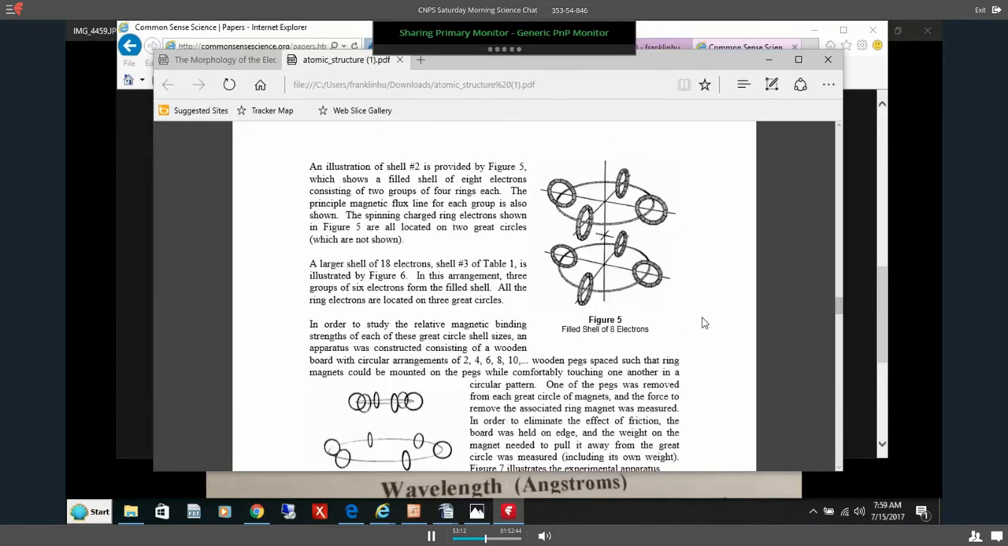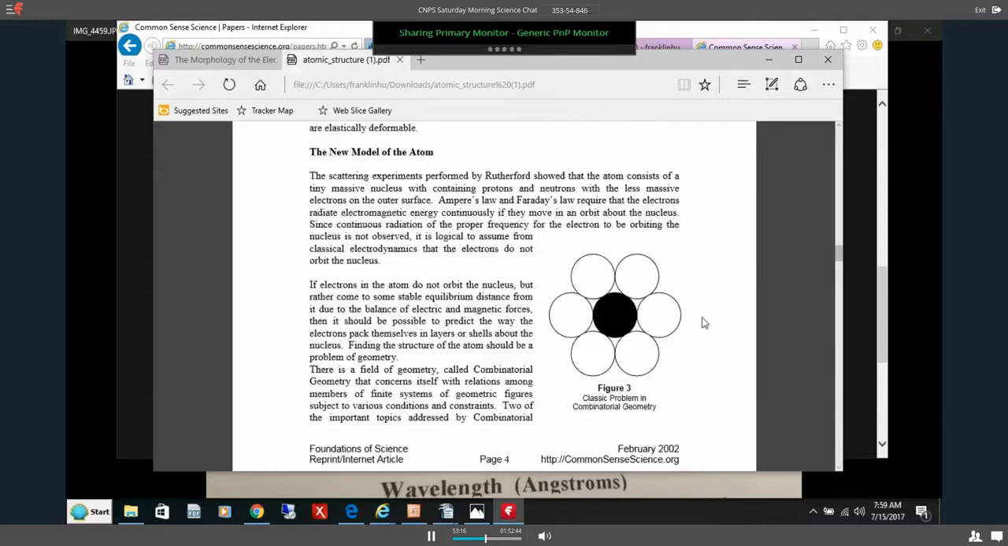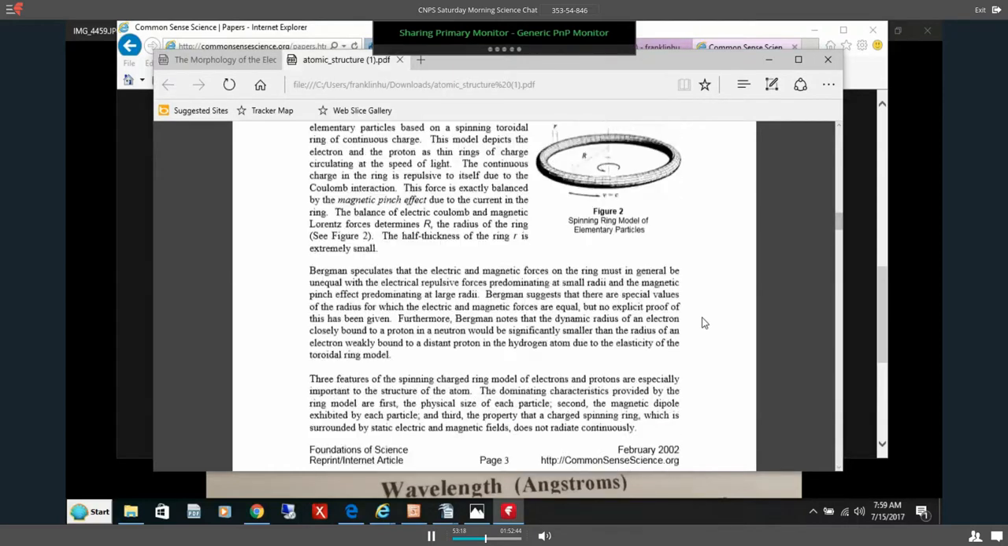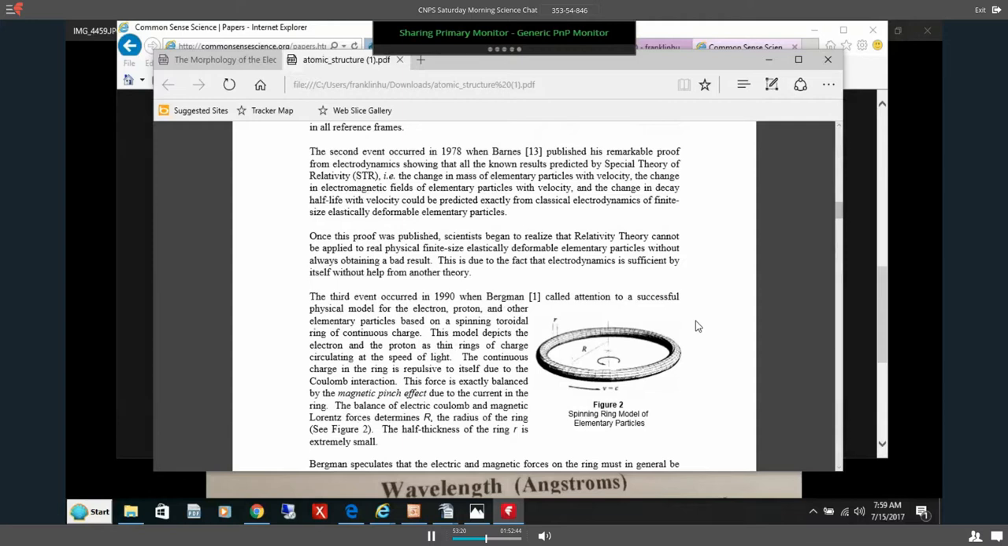The only other person I know who did that was Parsons at the Smithsonian in the 1916, 18 timeframe. But he didn't do it the way we did. He did it with current loops instead of ring magnets, but the same idea.